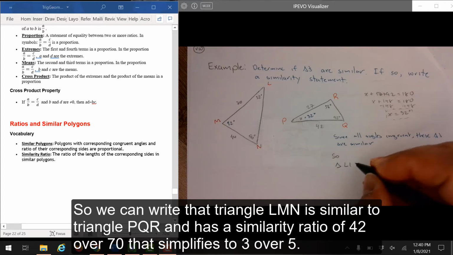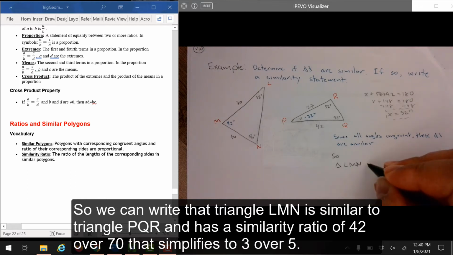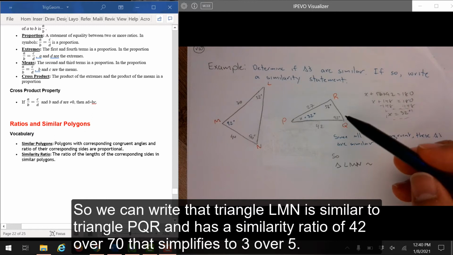So we can write that triangle LMN is similar to triangle PQR and has a similarity ratio of 42/70. That simplifies to 3/5.